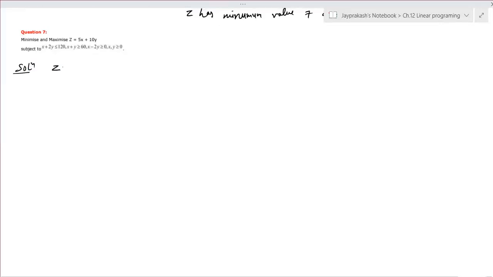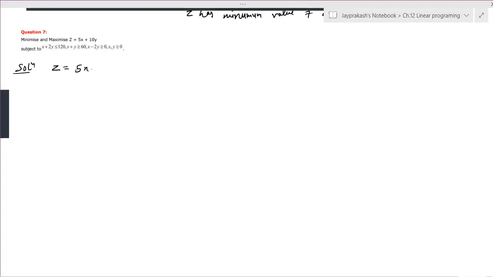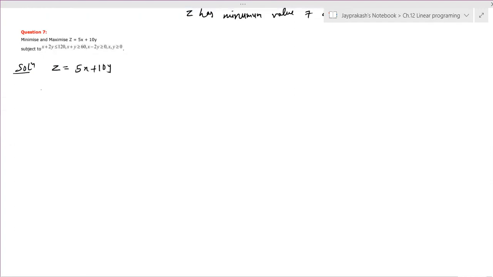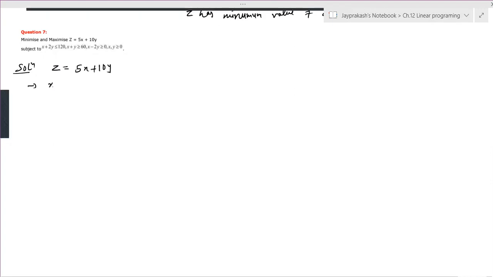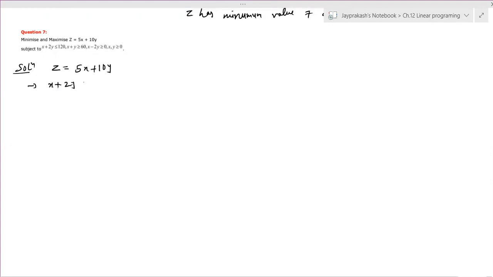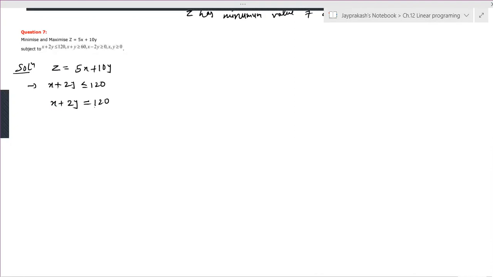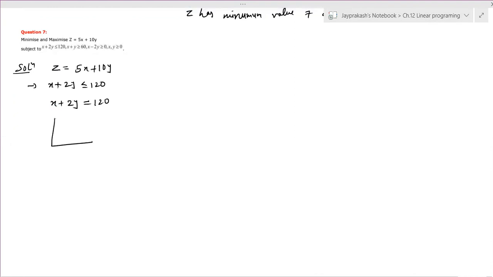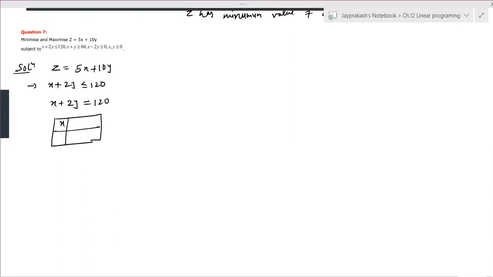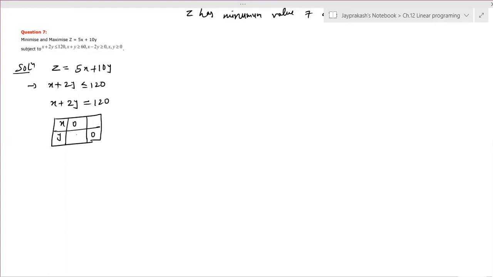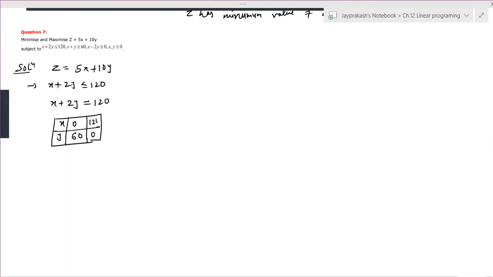In question number 7, we have Z maximize 5x plus 10y. And the first equation is an inequality. So this one is the first equation. Now find the solution at 0, 0. When x is 0, y is 60. When y is 0, x is 120.